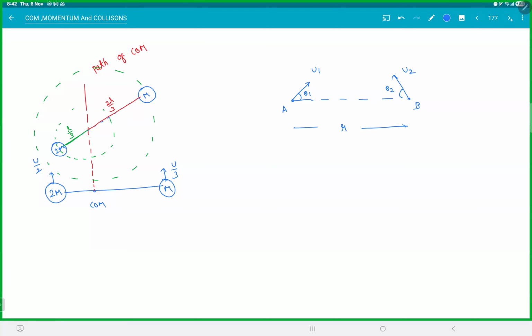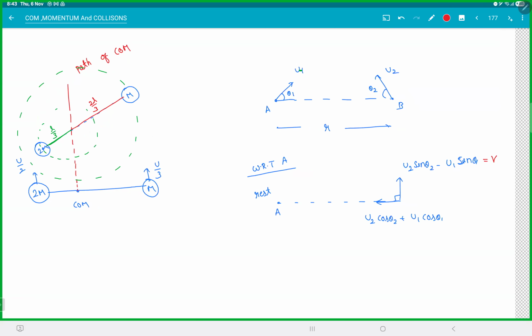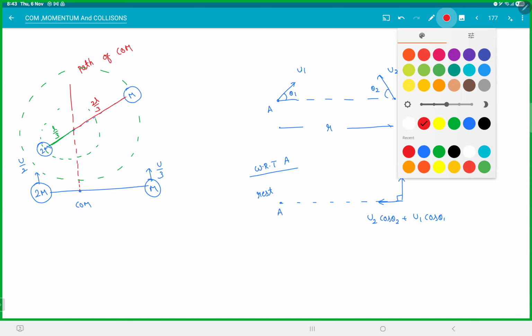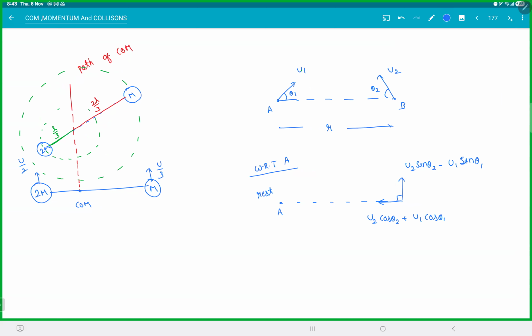This is at any instant. Now, if you stop A, that is, if you do the problem with respect to A, it will think, okay, I came to rest. And now if you look at the components, this component will be U2 sine theta 2 minus U1 sine theta 1. This component will be U2 cos theta 2 plus U1 cos theta 1. So you can clearly see here, this is your V tangential. This is responsible for rotation. So the component perpendicular to the line joining is the V tangential here.